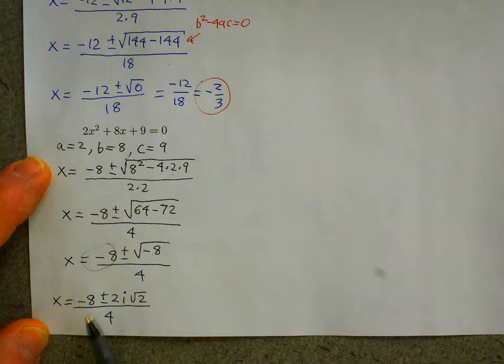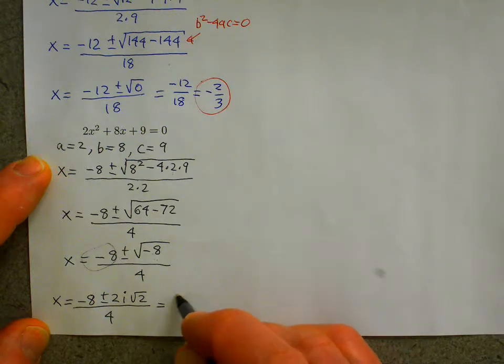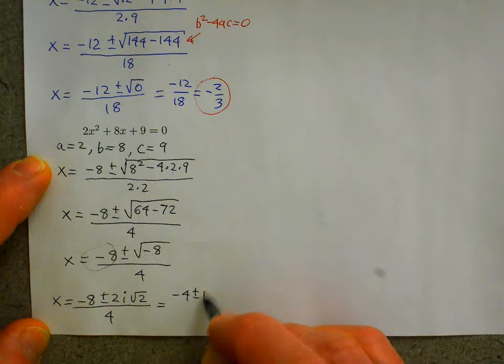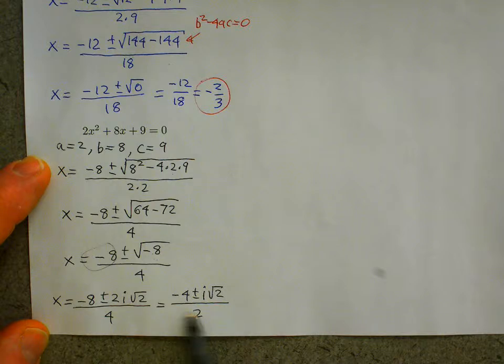And every term in the numerator has a common factor of 2, and the 2 is a factor of the denominator. So when we cancel a common factor of 2, we're going to get -4 plus and minus i times the square root of 2, divided by 2. You have to make sure you cancel the factor 2 from every term in the numerator as well as the denominator.